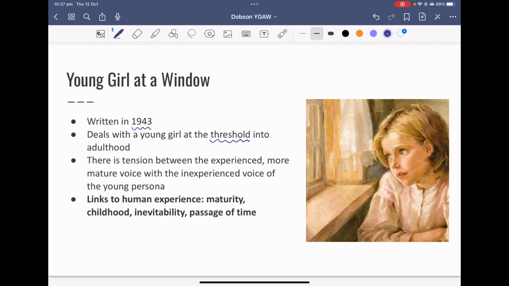And then there is a tension between the experienced, more mature voice and the inexperienced voice of the young persona. So we are hearing the voice of a more mature and more experienced individual. It's almost as if this person has already gone through what the young girl is going through, and she's guiding the young persona through the transition from childhood into adulthood. Some key words you'll need to keep in mind in regards to the human experience would be maturity, childhood, inevitability, and the passage of time.